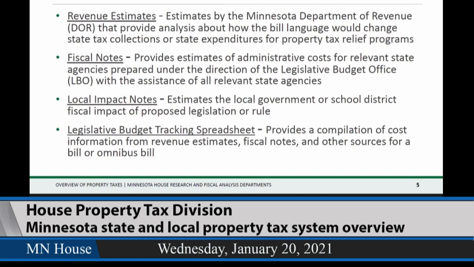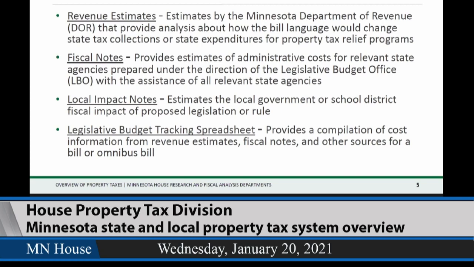And last, our legislative tracking sheets. Tracking sheets are prepared by fiscal staff to show a collection of cost information from proposed changes in a bill. They're done for the governor's budget recommendations, and they're done for omnibus bills in each the division and tax committee. Tracking sheets show baseline expenditures from the most recent economic forecast and proposed changes. The next forecast update will be the February forecast released at the beginning of March.